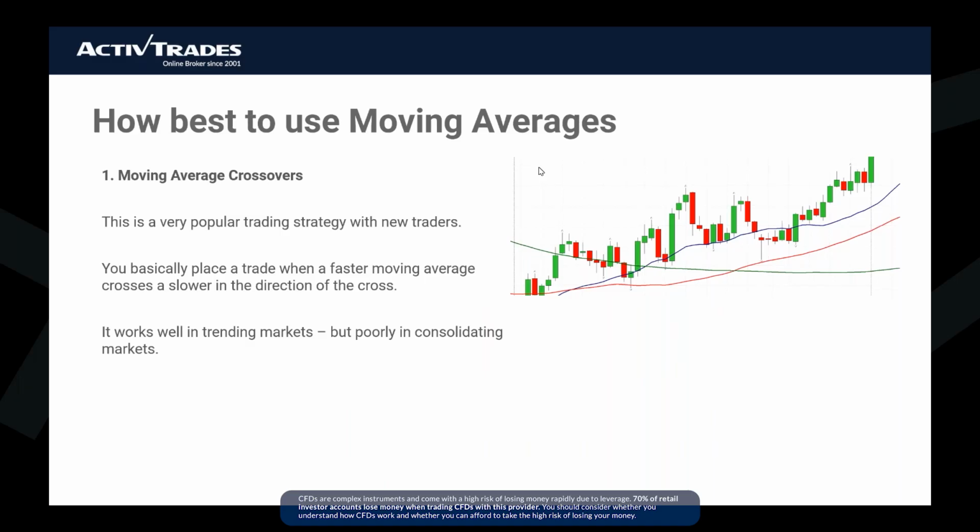So, the first way that you will find traders using moving averages is very often at moving average crossovers. This is a very popular trading strategy with new traders, and basically you place a trade when a faster moving average crosses a slower one, in the direction of the cross.